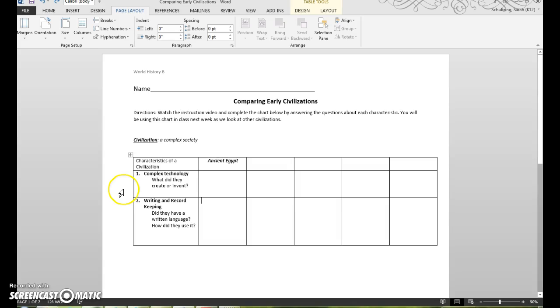So here's what you're going to find in Edmodo. The first thing is your chart. There is a Word version of it, and there's also a PDF version of it. So you can choose to either type on it, or you can print it and put it in your notebook. I would suggest if you choose to type it, that you still print it and put it in your notebook.